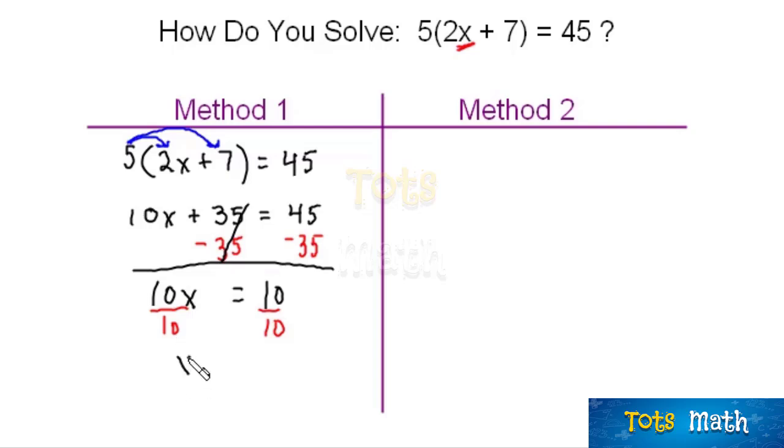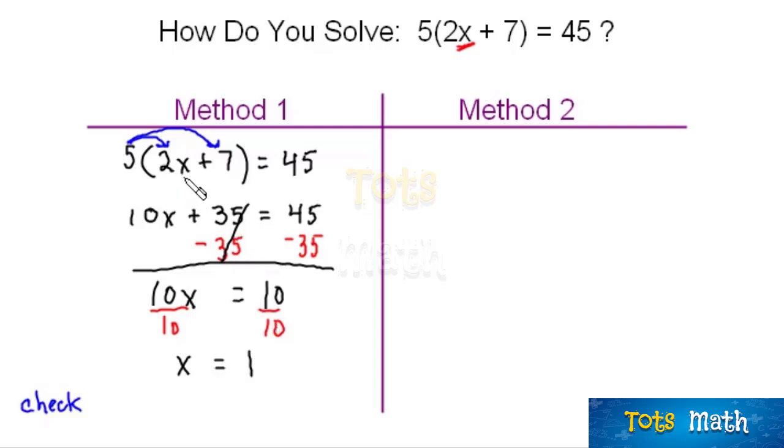Well, 10x divided by 10 is just 1x, and I can just write it simply as x. And 10 divided by 10 equals 1. So the answer to this problem is that x equals 1. But to be sure, let's check our work.